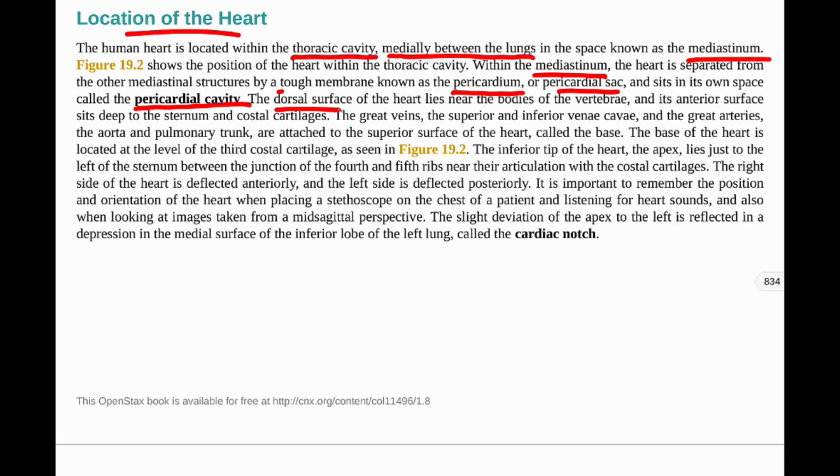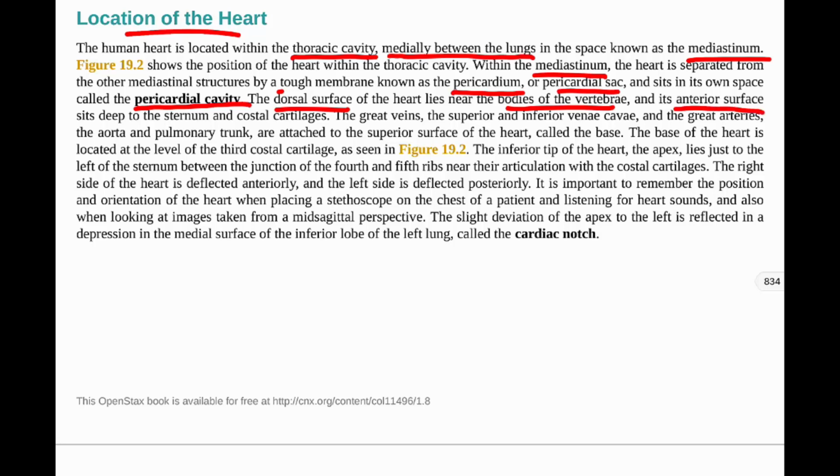The dorsal surface of the heart lies near the bodies of the vertebrae. So remember, dorsal is like the back part. I always think of it as the dorsal fin on a type of fish. And so the dorsal surface is the back part of the heart. Lies near the bodies of the vertebrae. So remember, from skeletal system, the bodies are kind of the big roundish part of the vertebrae. So if you can imagine in the chest, we have the roundish bodies of the vertebrae, kind of toward the center of the body, and then the dorsal surface of the heart, so kind of the back part of the heart, lies near those bodies of the vertebrae.